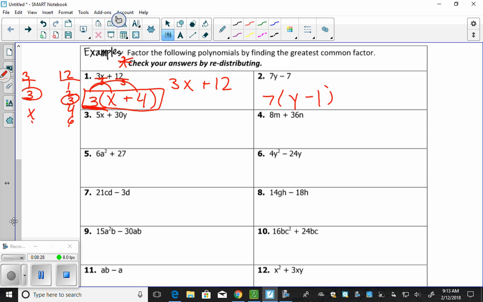Check it. 7 times y is 7y. 7 times negative 1 is negative 7. Is that what we started with? Yes, it is.